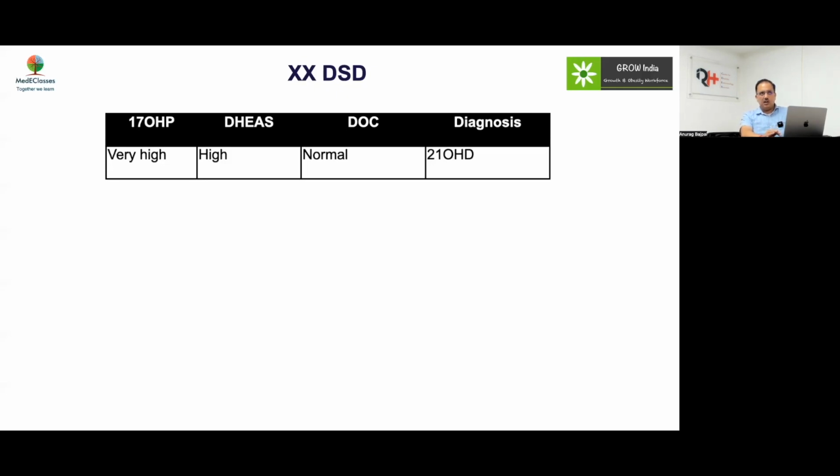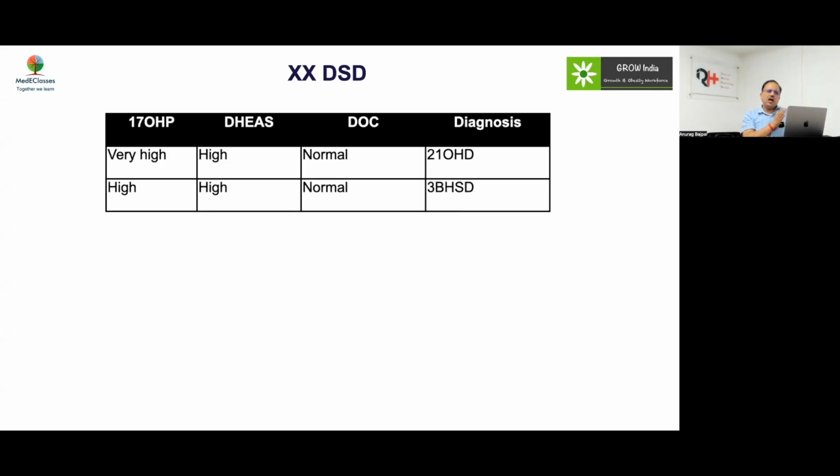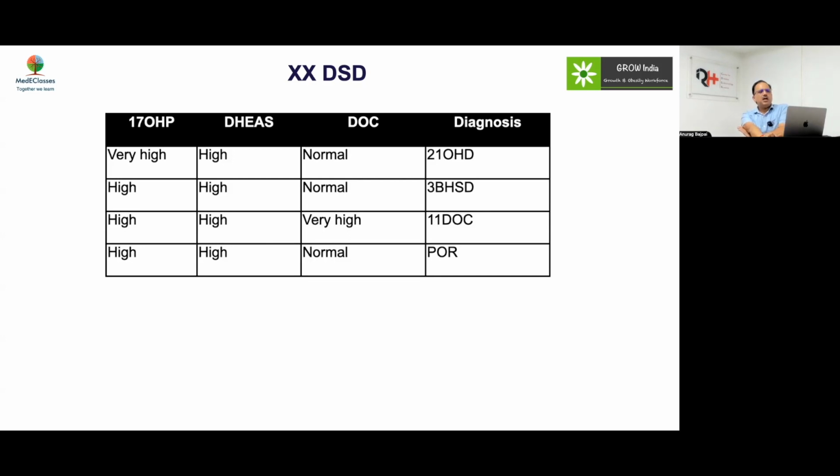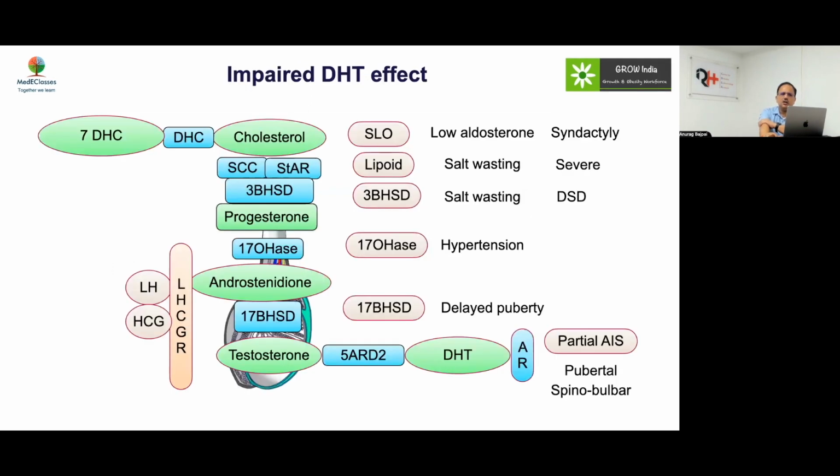and DOC. If 17 OHP is very high, more than 100 or more than 30 also, think of 21 hydroxylase. If everything is high, especially if DHEAS is very high, think of a 3-beta HSD. If you have a very high DOC, think of an 11 hydroxylase deficiency. Remember, newborns may actually have mild salt wasting in 11 hydroxylase because their level of aldosterone is not high enough to match that. If you have a high 17 OHP and DHEAS, POR defect may also be likely.